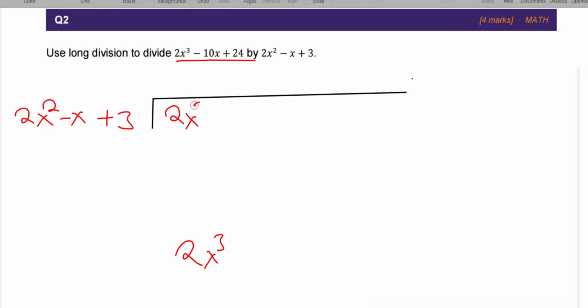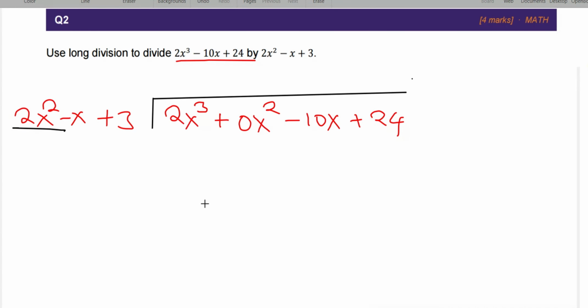So the expected next power should be what? Should be x squared, right? Which we don't have, so we'll just introduce an imaginary one: 0x squared, then minus 10x plus 24. If you skip this one, you'll be stuck in terms of your subtraction.